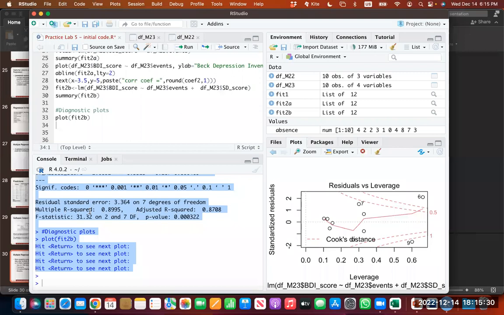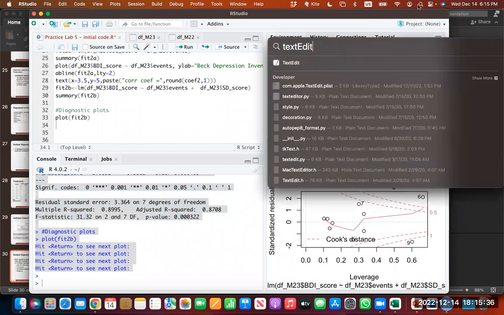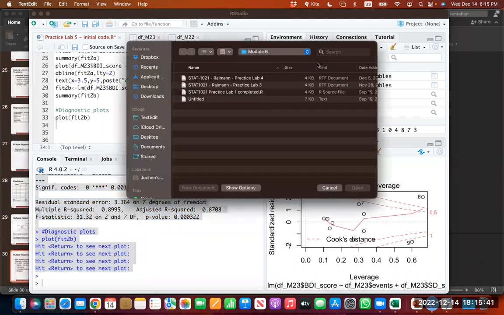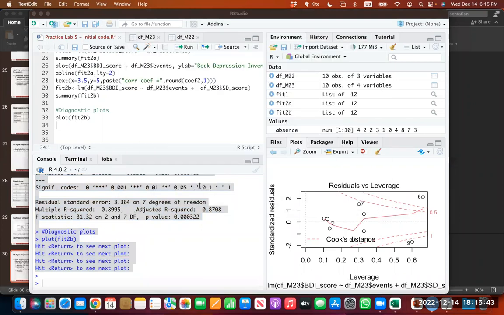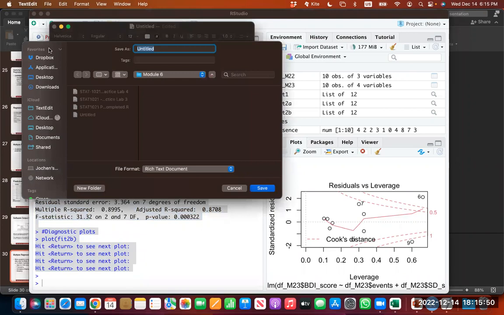Okay. Now all you need to do to finalize practice lab 5 is to open the text editor. You copy everything in the console into a text file. Yep. You save it as STAT1021F, with your family name and practice lab 5. And that's your practice lab 5.